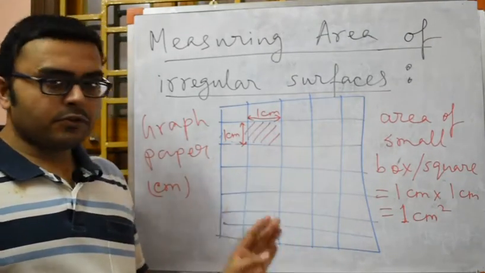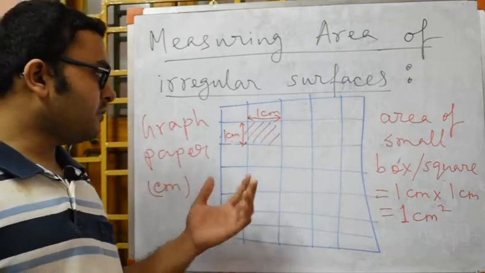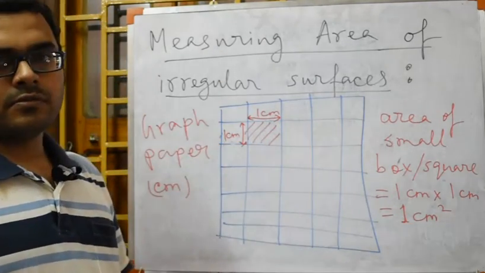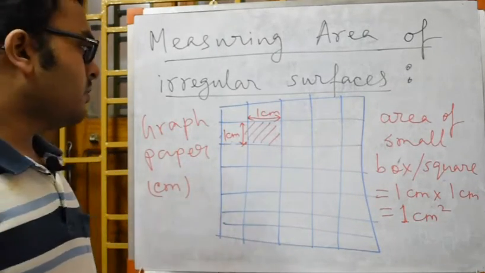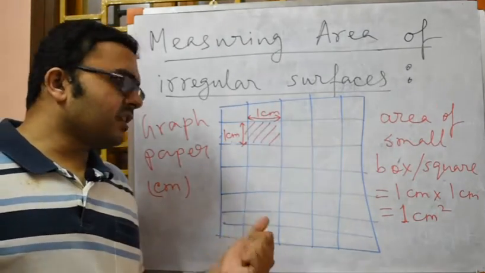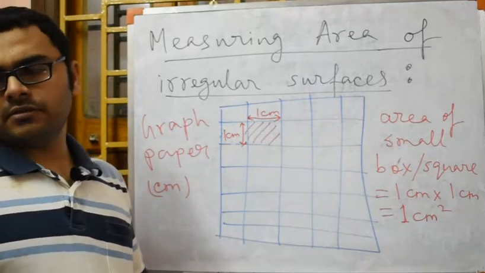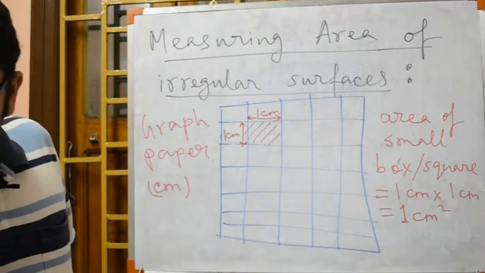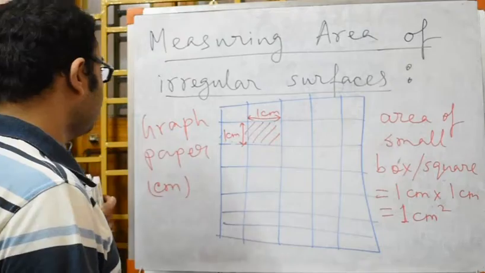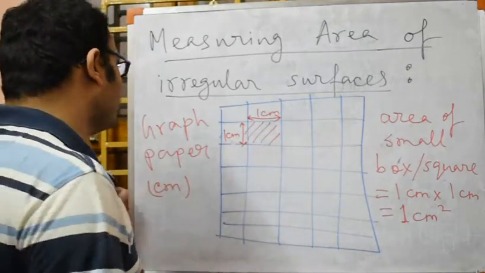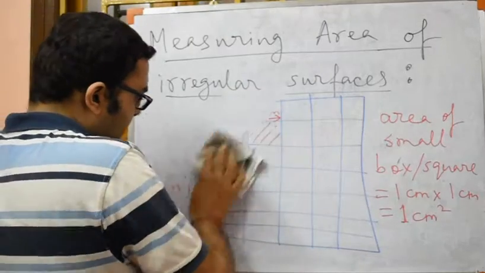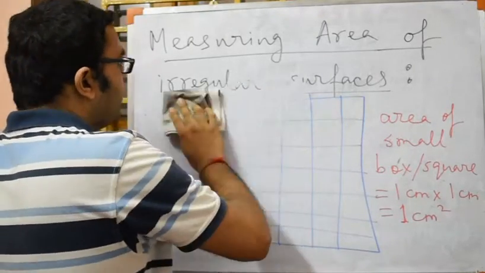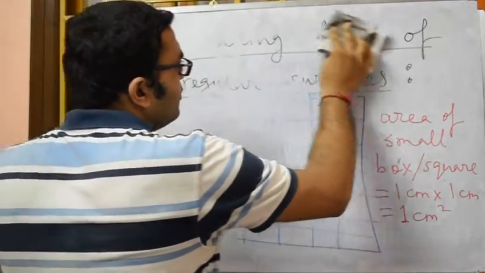If you have not noted it down, please pause the video and copy whatever information has been given on the board. Now let us see how we can measure the area of any irregular object. I am rubbing off the information now. If you have not noted it down, please pause the video and do note it down, because it is important for the calculation and the next few steps that I am going to show you.